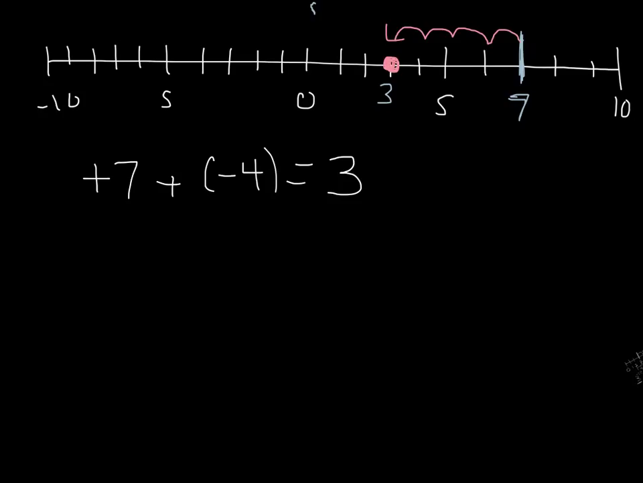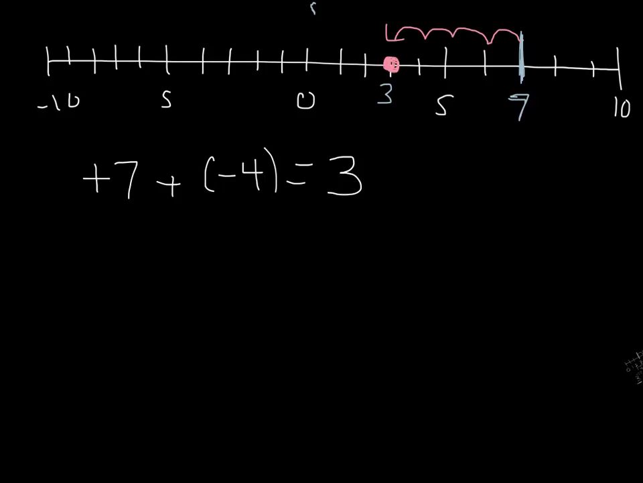And I'm sure probably some of you have figured this out, that adding a negative is really the same thing as subtraction. 7 plus negative 4 is the same thing as 7 take away 4. And so 7 plus negative 4 equals 3.